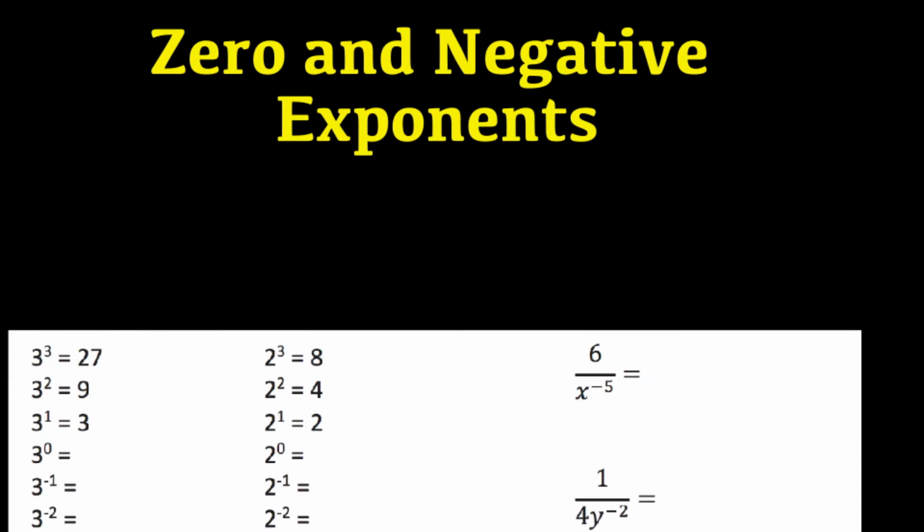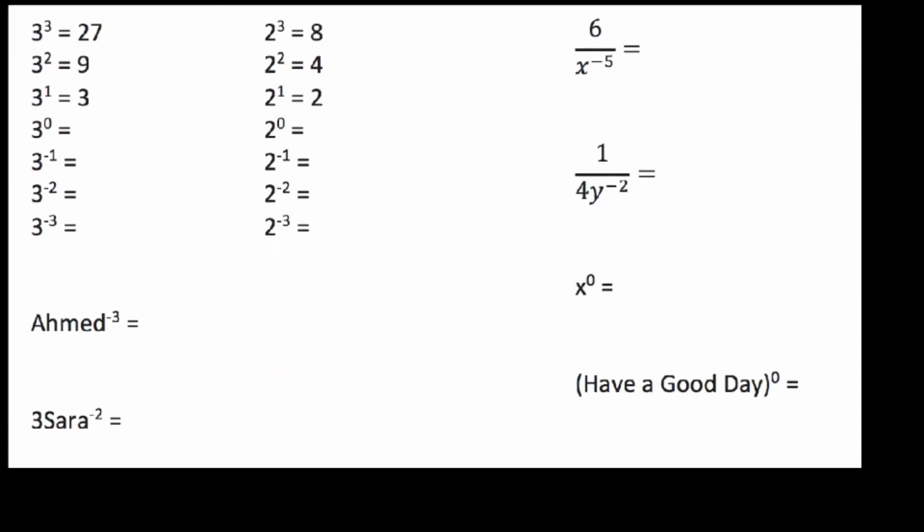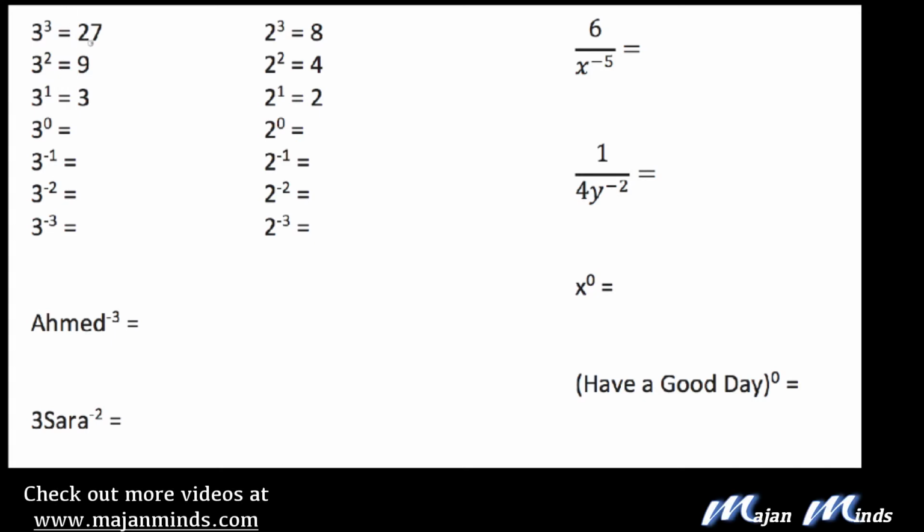Today's topic, zero and negative exponents. Most of the time students are familiar with positive exponents. 3 to the third is 27, 3 to the second is 9, 3 to the first is 3, 2 to the third is 8, 2 to the second is 4, 2 to the first is 2. What they don't often realize is that we have patterns here.